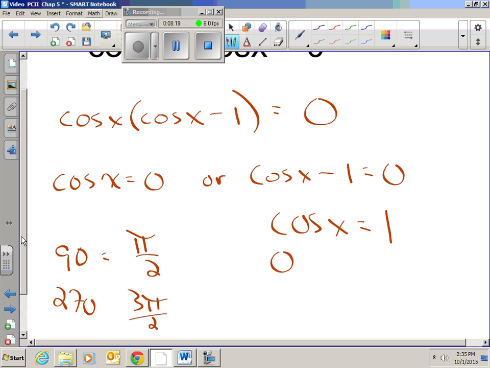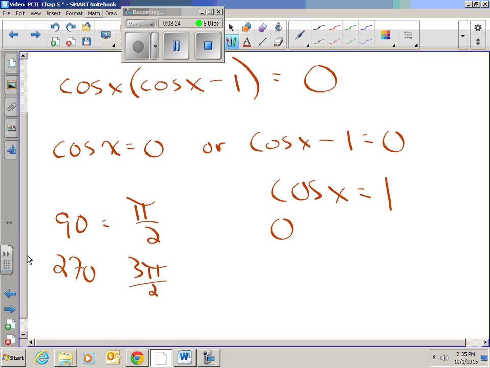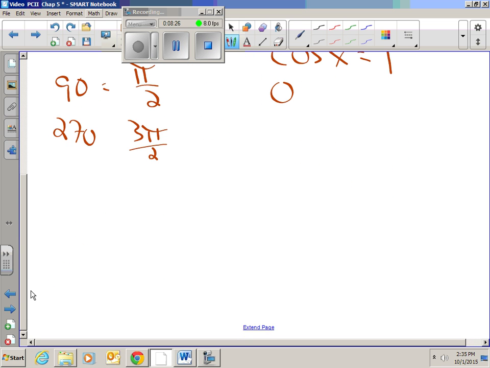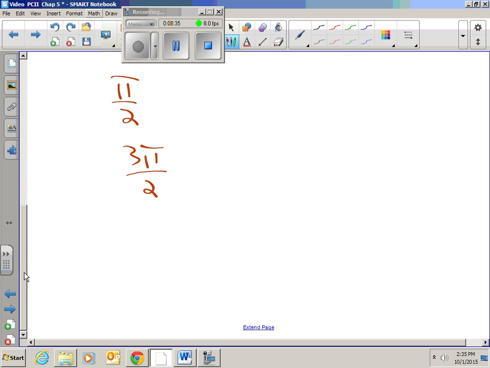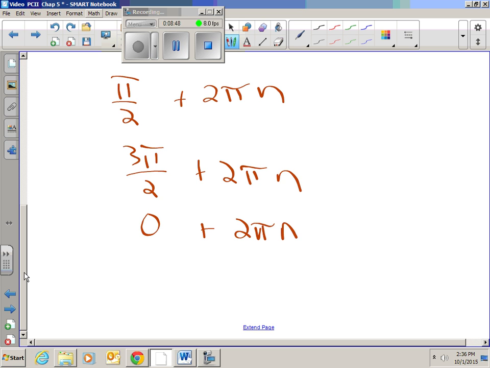So we just say cosine x is 1 at 0. So my answers are pi over 2, 3 pi over 2, and 0. Those are my three answers. There are three answers here, and if I wanted to write these as a general solution, I'm just going to add a 2 pi n to all three of them. All right, let's try another one.